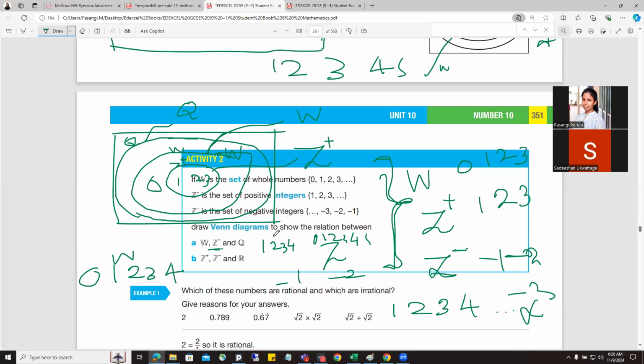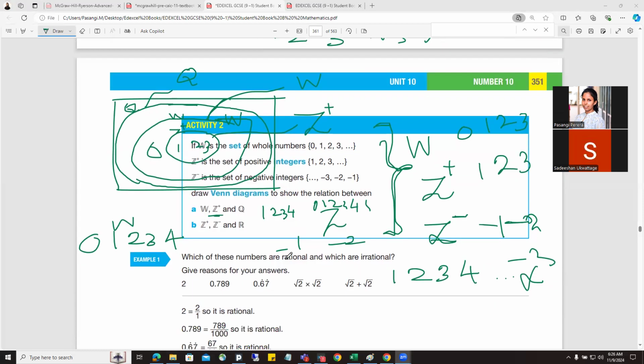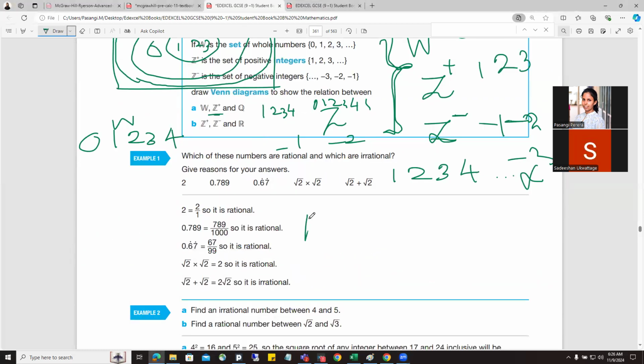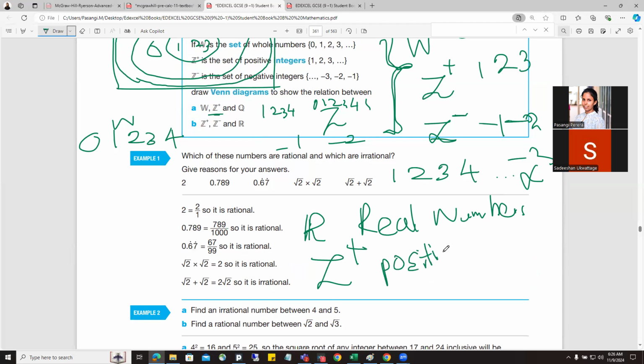Okay, so here what will happen? Miss, Z minus is higher than the rational numbers, right, Miss? No, R means the real numbers. See, R means the real number set. Z plus means the positive integers, and Z minus is the negative integers.